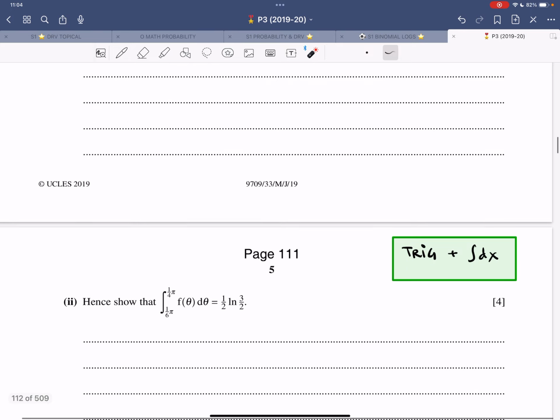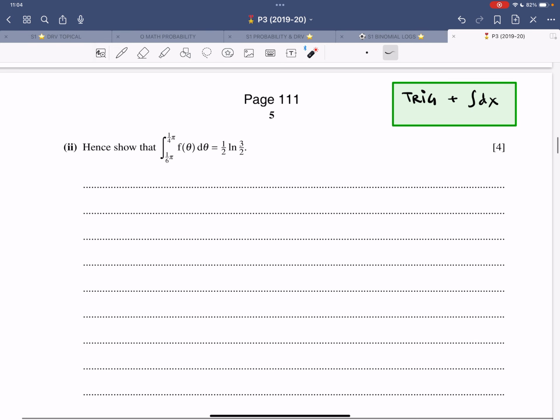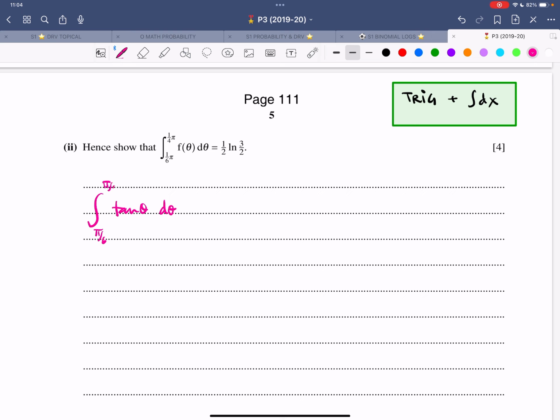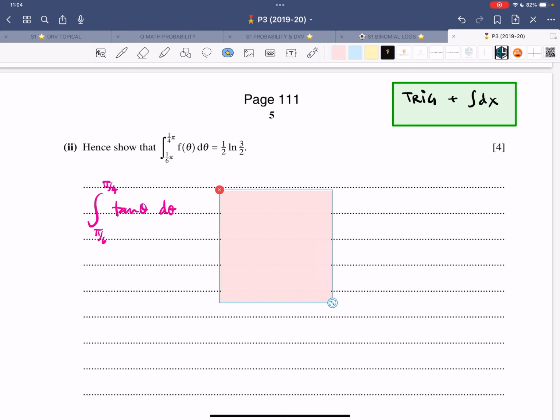So now let's move to the second one. Hence show that the function, when we integrate it between these two limits, should be half ln 3 over 2. So f theta, we have already proven that f of theta is tangent of theta d theta, lower limit pi by 6, upper limit pi by 4. Now what exactly do we need? So now we need this thing.